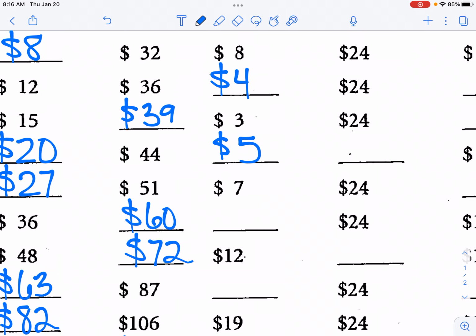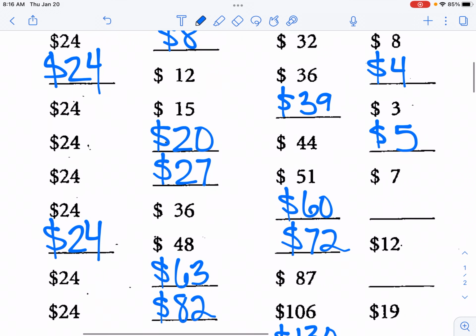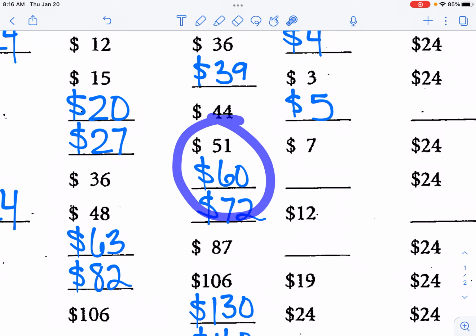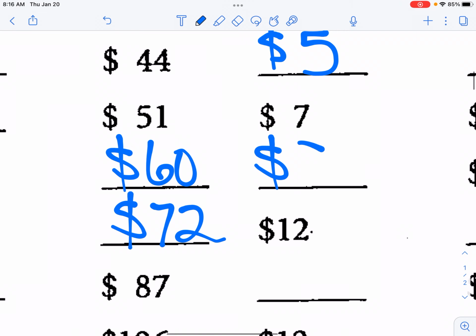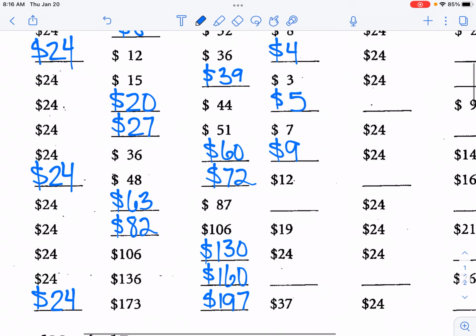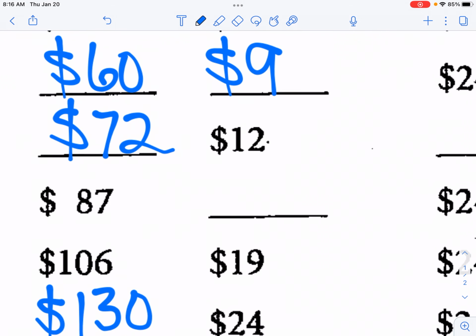Skip the next row, and then as we go to making 6 gadgets per hour, our total cost increased from 51 to 60, so that went up by 9. We go to making 8 gadgets per hour, total cost went from 72 to 87.